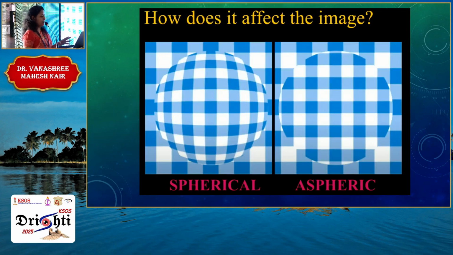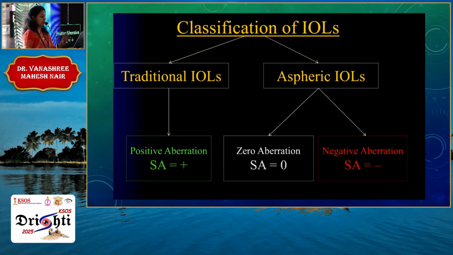So how does it actually affect? This is a diagrammatic representation of the image quality if you're using a spherical IOL. And compared to an aspheric IOL, you get a sharp image. So traditionally, the IOLs are positive spherical aberration, zero aberration, and negative aberration.